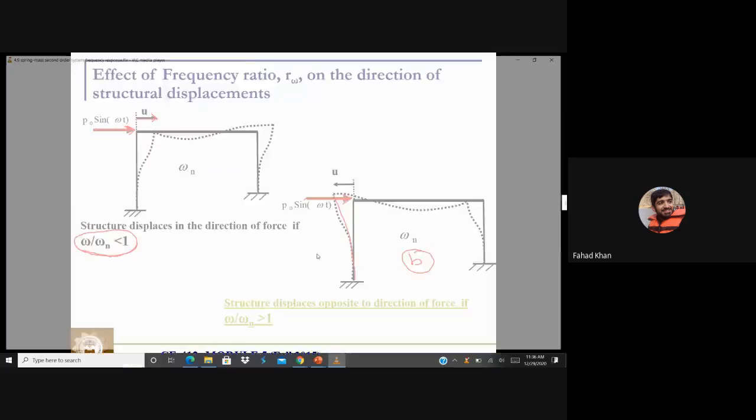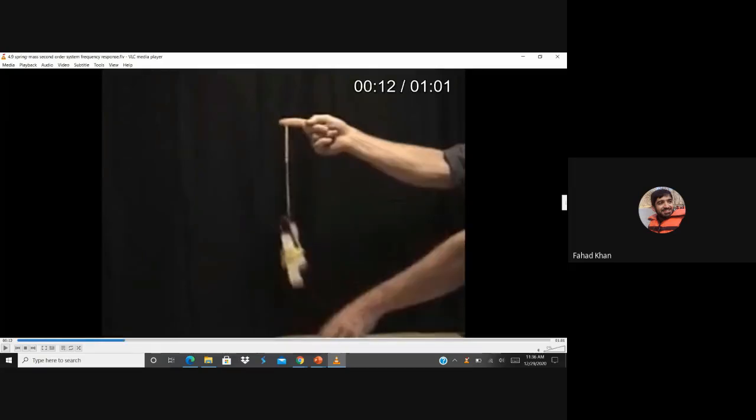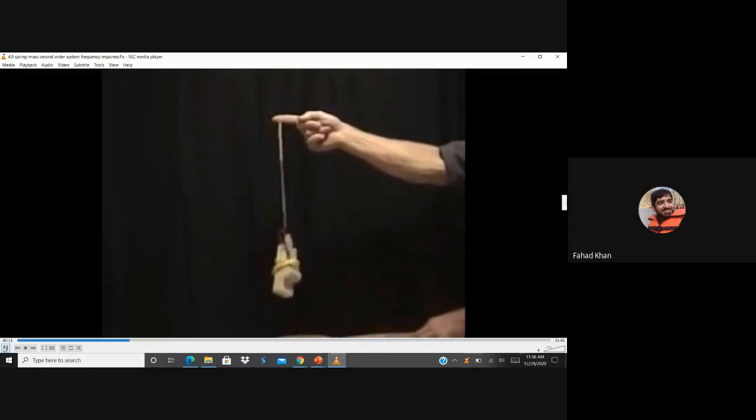Let's check this video out. Here, if you look at this mass, this block is the mass, and if you look at this connection, this is the elastic spring or the rubber band, which is bringing the structure back to its position. So let's start a little bit of vibrations.